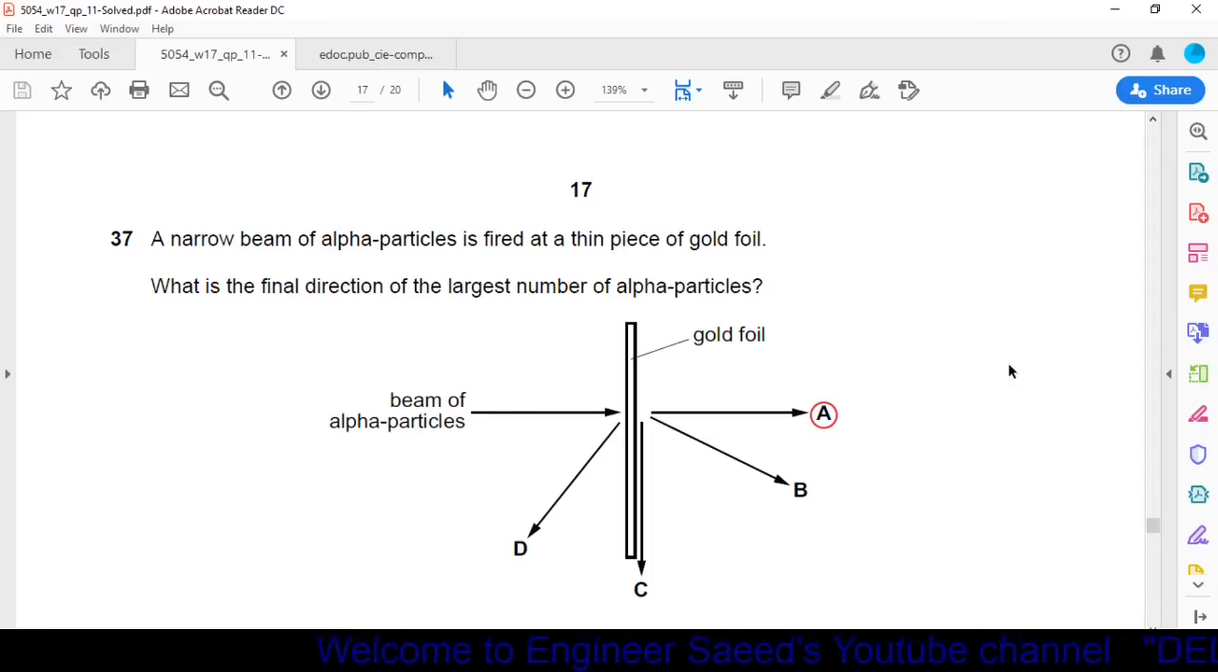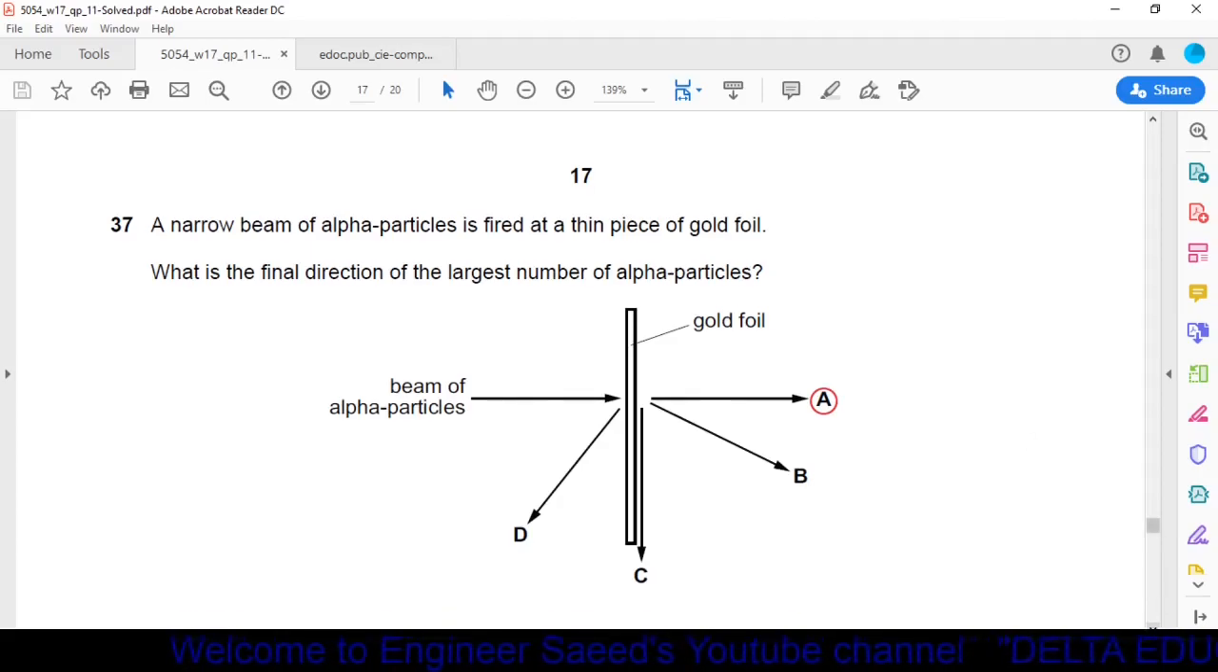Question number 37. A narrow beam of alpha particles is fired at a thin piece of gold foil. What is the final direction of the largest number of alpha particles?